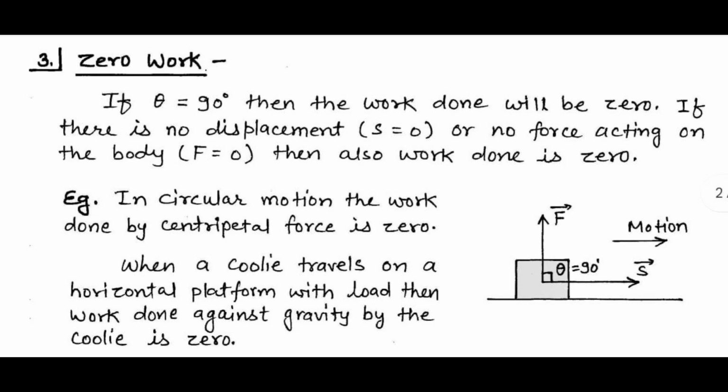For the zero work done, take the example of circular motion: the work done by centripetal force is 0. Or another example, when a coolie travels on a horizontal platform with the load on his head, the work done against gravity by the coolie is 0. So it means that when the angle between the force and the displacement is 90 degrees, then the work is said to be 0. If there is no displacement or no force acting on the body, then work is also said to be 0.